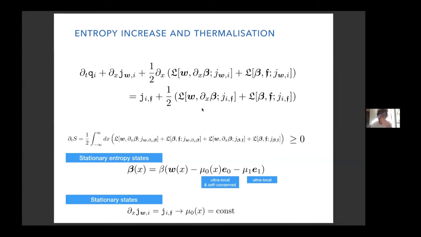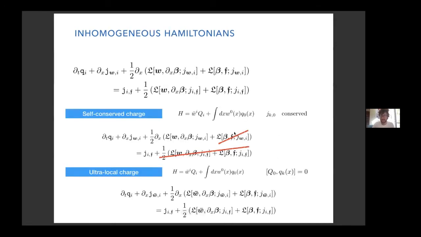What is this scalar operator? How is that defined? Yes. So basically, I was skipping this. There are basically two different types of conserved quantity that allow some simplification in these Onsager coefficients. We have self-conserved charges, basically whenever their current is conserved under any flow. And we have ultralocal charges, when basically the charges do not evolve under any flow.